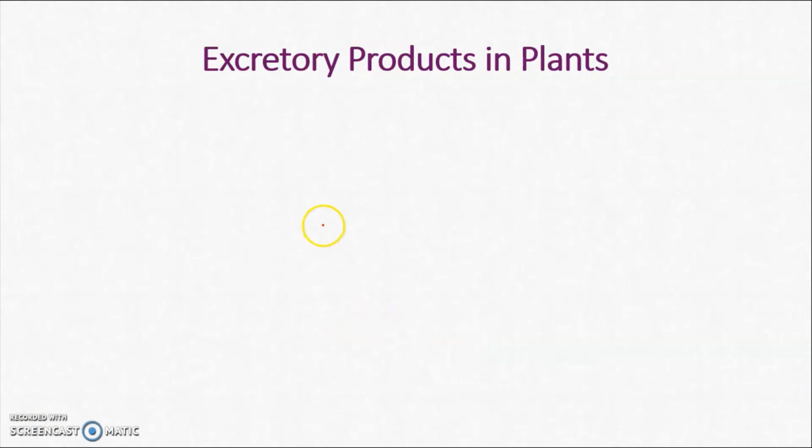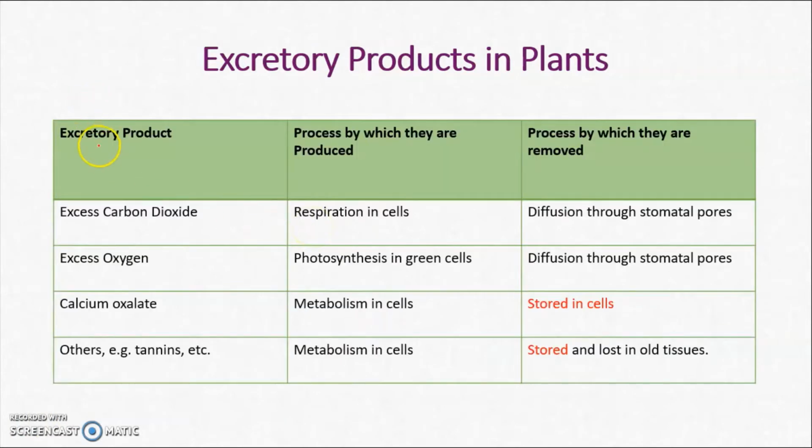Let's look at the excretory products in plants. Here we have a table which outlines excretory products, the process by which they are produced, and the process by which they are removed. Firstly, we have excess carbon dioxide as an excretory product. This carbon dioxide is produced during cellular respiration in plants, and is lost by diffusion through stomatal pores or the stomata on the undersurface of the leaf. Remember, the stomata are located on the undersurface.